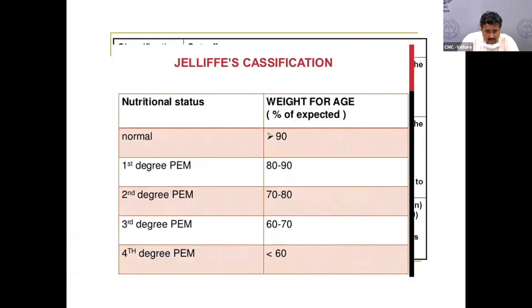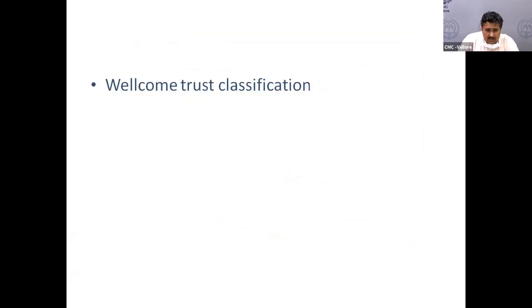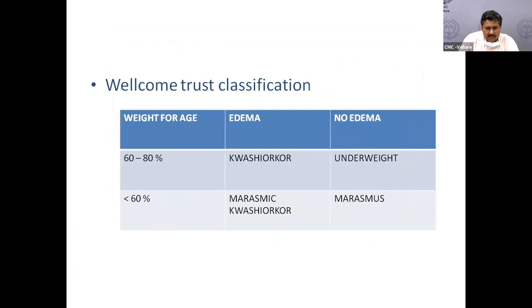You have Jelliffe classification also, which is based on weight for age. One of the other named classifications is the Wellcome Trust classification, which divided malnutrition into kwashiorkor, underweight, marasmic kwashiorkor, and marasmus. When weight for age is between 60 to 80% of the reference and you have edema, you call it kwashiorkor. If weight for age is less than 60% and without edema, you call it marasmus. If weight for age is less than 60% and you have edema, it is called marasmic kwashiorkor.